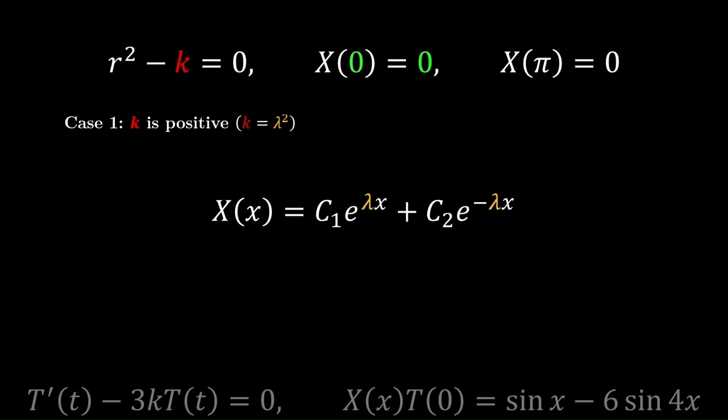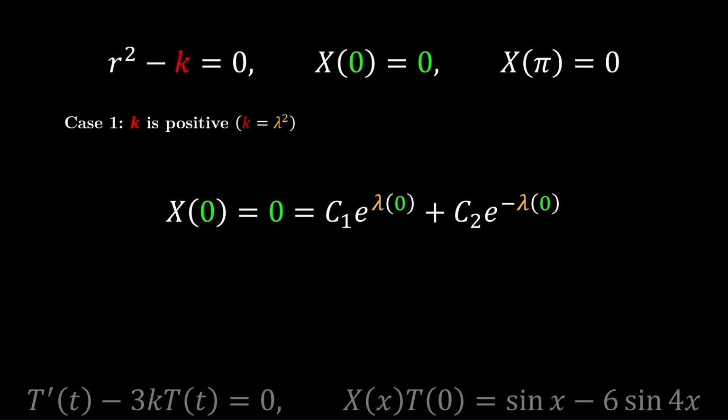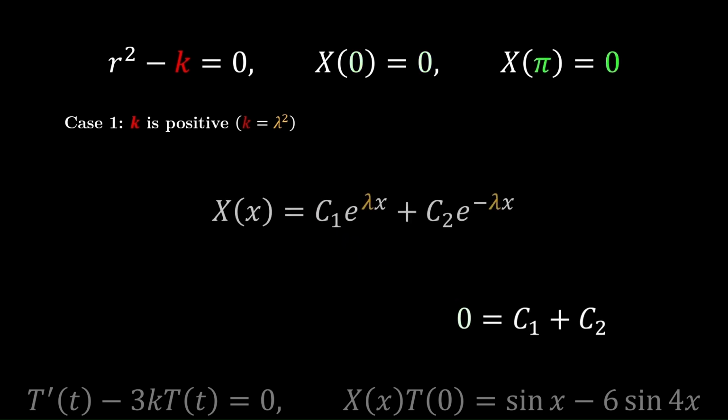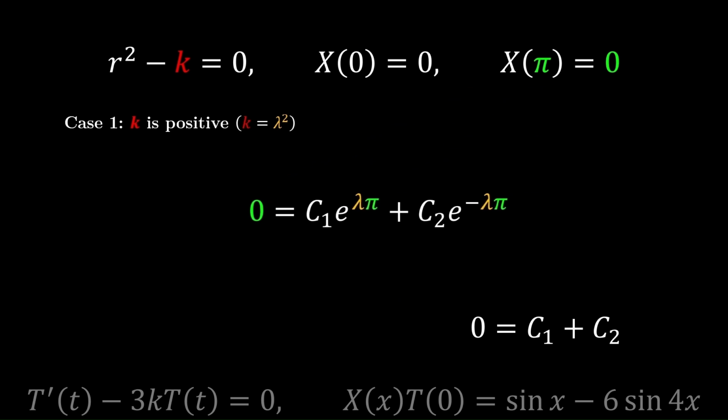We see that we have X(0) is equal to 0, so we can plug this in to determine a relation between c1 and c2. And after some simplifications, we see that we end up with 0 is equal to c1 plus c2. So we can put this on the side for now and focus on the other boundary condition, X(pi) is equal to 0. This will give us another relation between c1 and c2 that we can combine with the first relation to determine the values of c1 and c2.